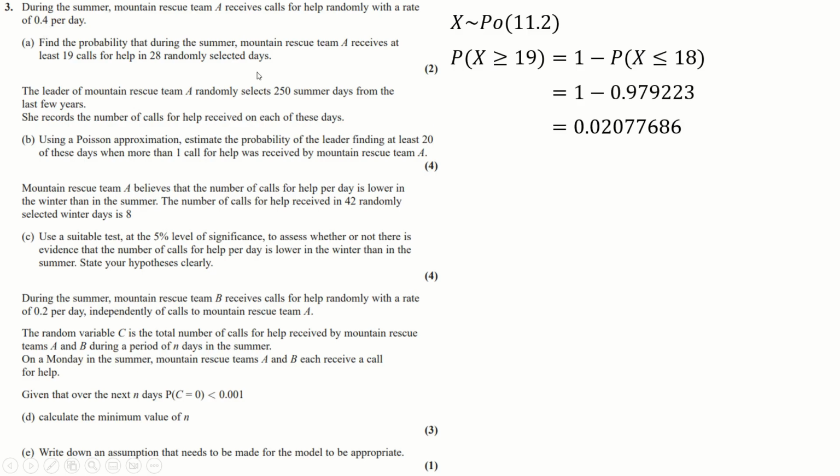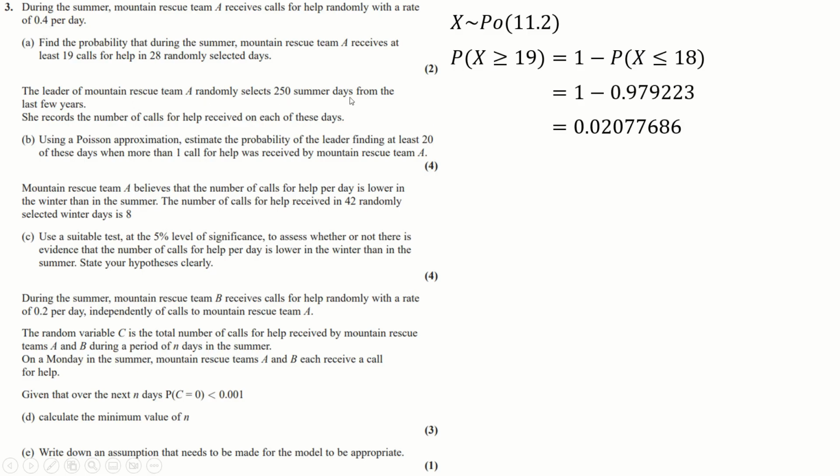Daily rate of 0.4. This time, we're modeling for 28 days. So we'll do 0.4 times 28 and use a Poisson distribution with 11.2. We'll find the probability of greater than or equal to 19, which is, of course, 1 minus the probability of less than or equal to 18. Type this into a calculator, Poisson cumulative function, we get this, which will turn out to be that.